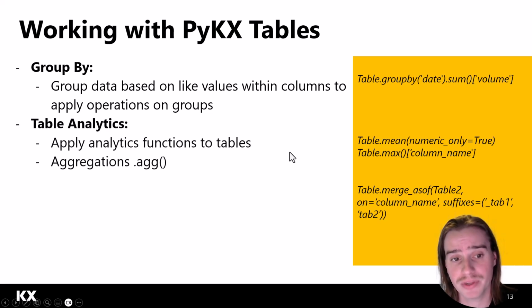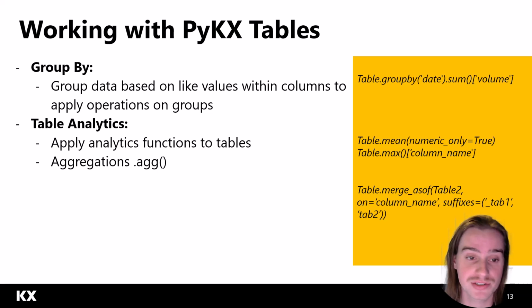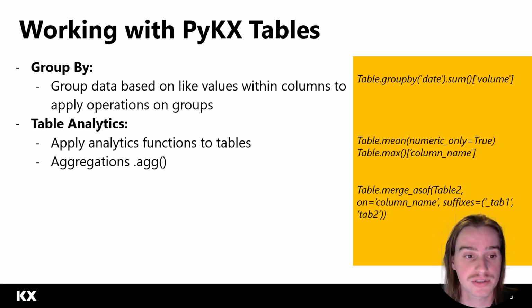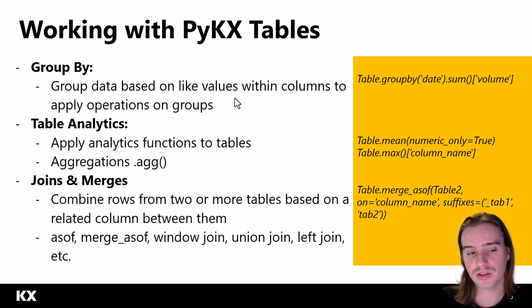We'll learn more table analytics, including aggregations, meaning we can apply multiple operations to our table at once. And we'll end this section learning how to apply joins and merges to our PyKX tables. So this is where you take rows and combine them from different tables based on a related column between those tables. So in PyKX, there's a variety of different merges and joins that you can do, just like you can with Pandas data frames, but it will be much more efficient using PyKX.